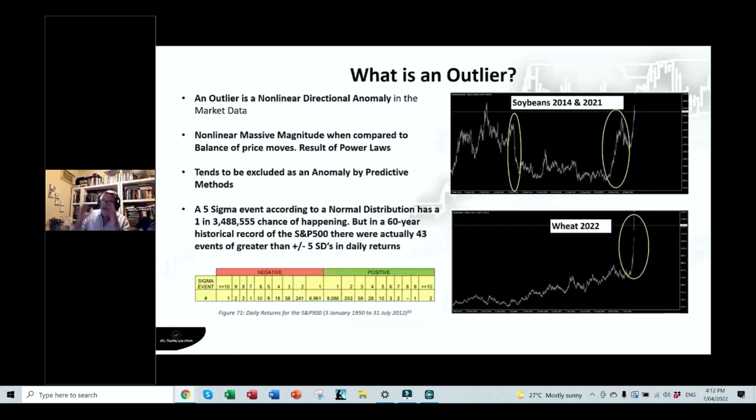So now we can get to the nitty-gritty of what is an outlier. An outlier is this non-linear directional anomaly in the market data. So here is soybeans, 2010 up to 2021. There are two anomalies here. These are two events that we would have been paying consideration to. Notice this other visual form of market data we're not interested in.